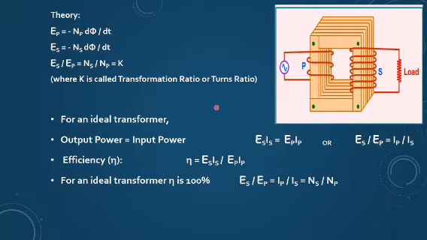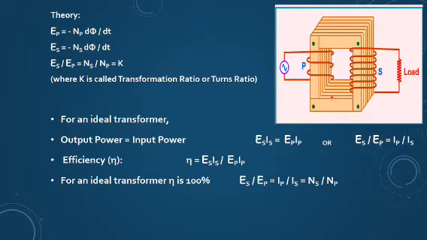Going with the theory, in the same diagram, this shows the split sheets, as we said in the previous lecture, just to avoid the production of eddy currents. We are not using a single solid metal core of iron; rather we are using laminated sheets so that losses due to eddy currents are reduced.